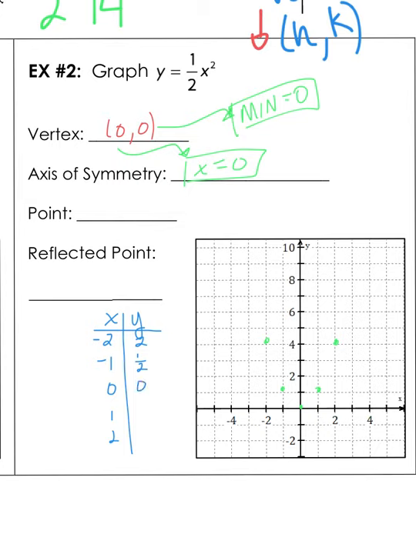So my vertex has not changed. Take 1, square it, you get 1. Half of 1 is 1/2. So there's a reflected point. And then take 2, square it, you get 4. Half of 4 is 2. So let's plot these points.